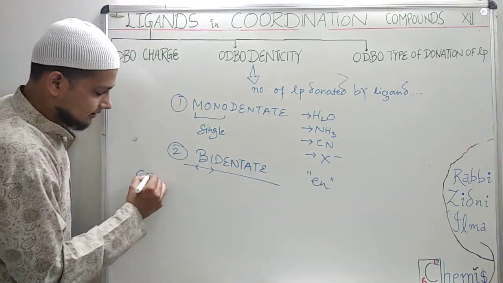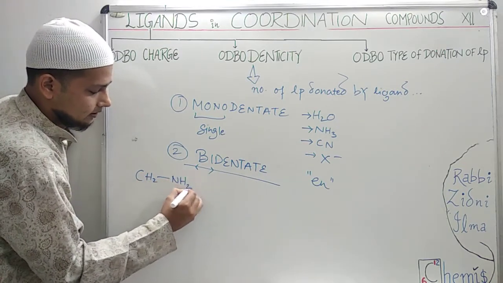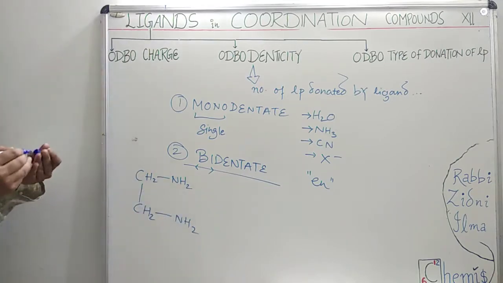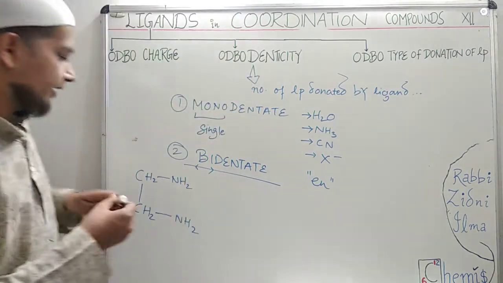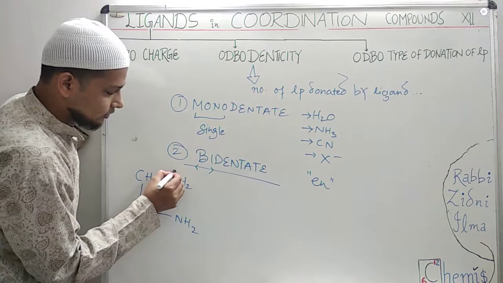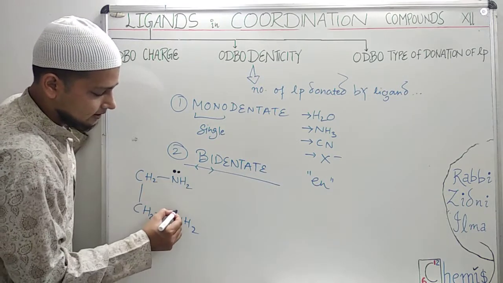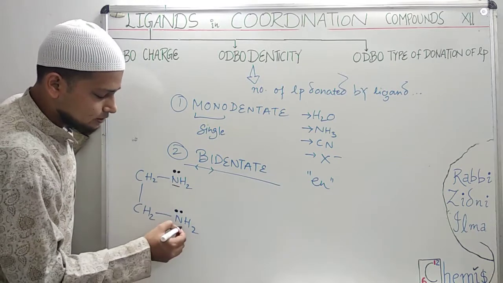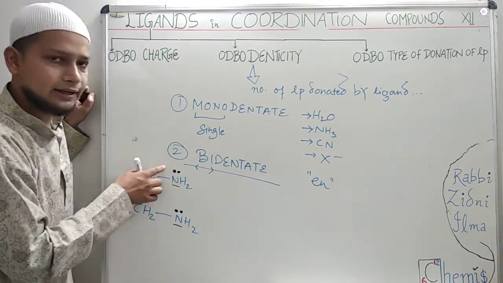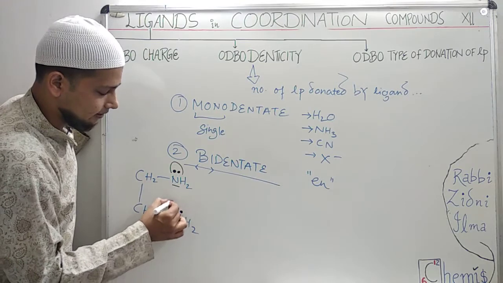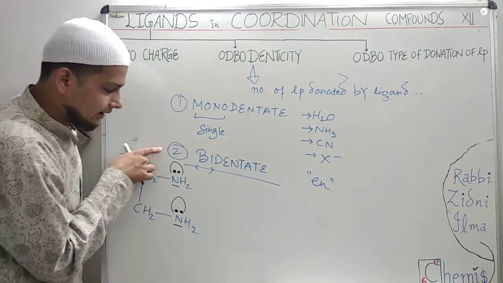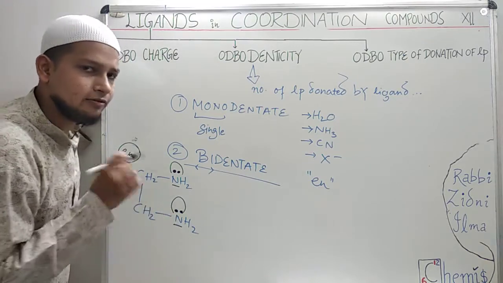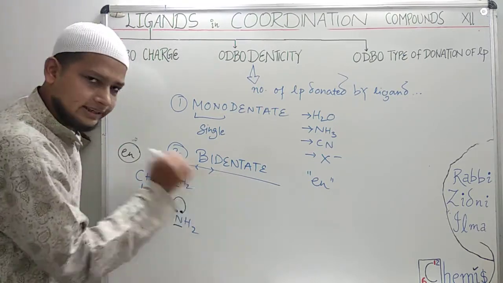Look here, CH2NH2 and CH2NH2. Now I will change the color so that I can show you the donor atom. This nitrogen has a lone pair. If you know the basic bonding, this nitrogen has the lone pair. It is one donor. It is donor number 2. We have 2 donor atoms with one lone pair here, one lone pair here. Ethylene diamine, that is EN in short, or ethane 1,2-diamine. It is a bidentate ligand.